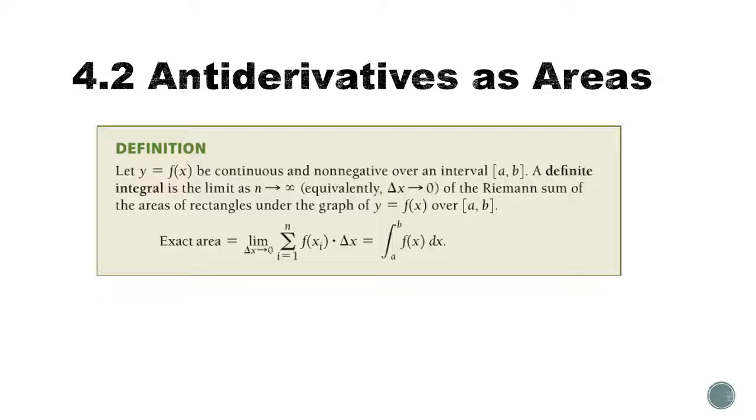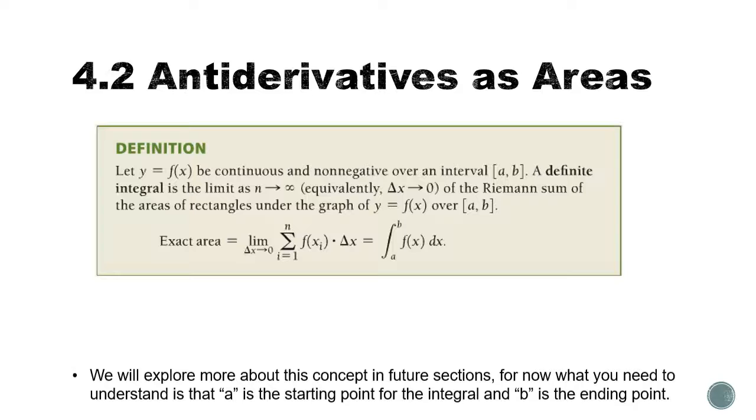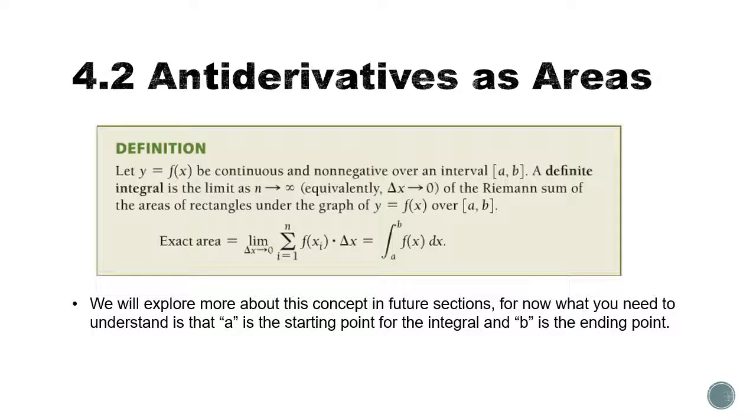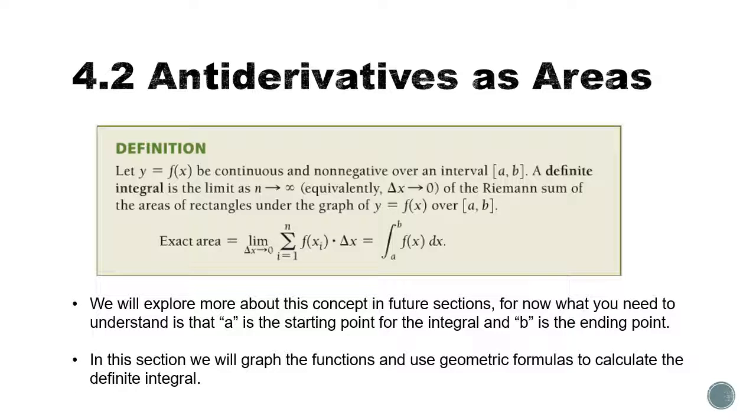All you need to understand from that is that you're going to take the integral and you're going to take it from starting point A, which is the number on the lower part of the little symbol, to ending point B. We're going to explore more about this in future sections, but that's what you need to know for right now. We're going to graph the functions for what we're doing in this section. You're going to keep doing what we've been doing. You're going to graph the functions and you're going to use geometric formulas, okay?